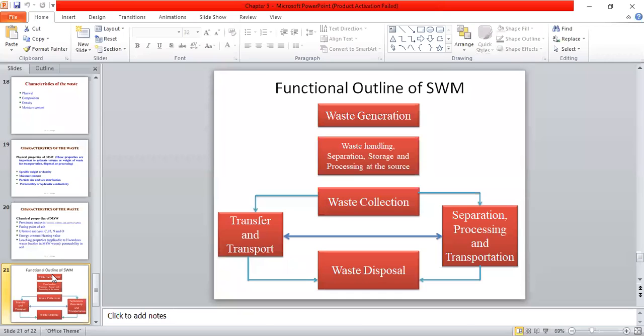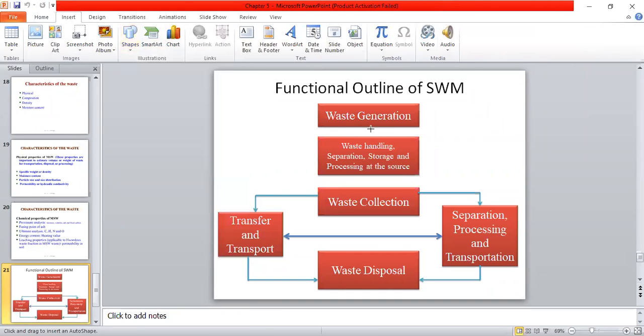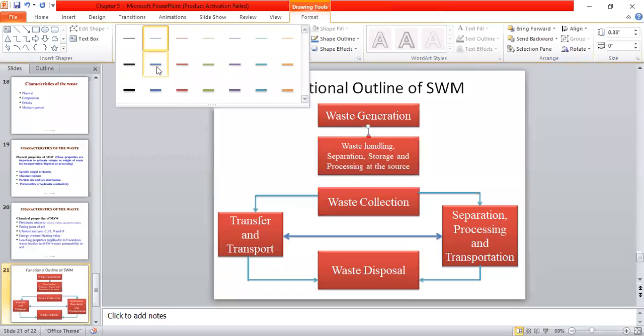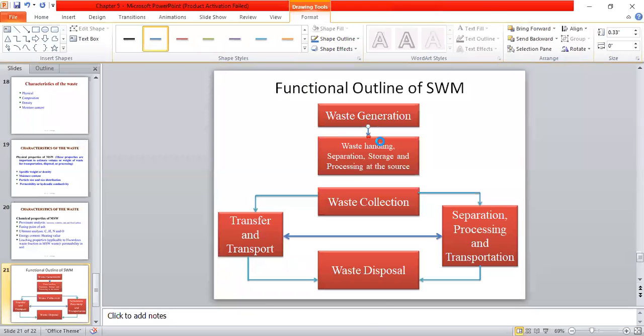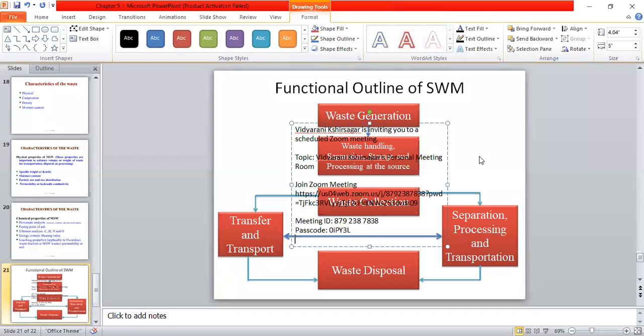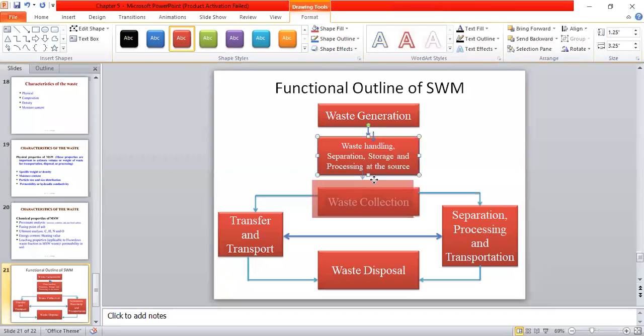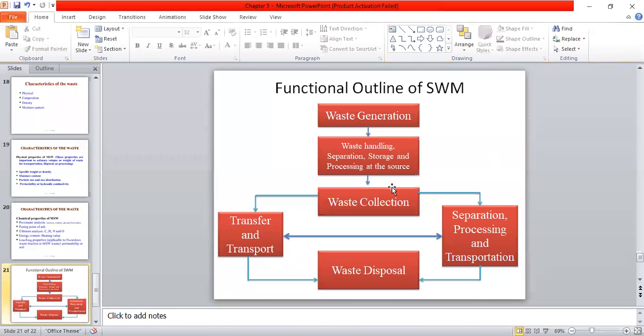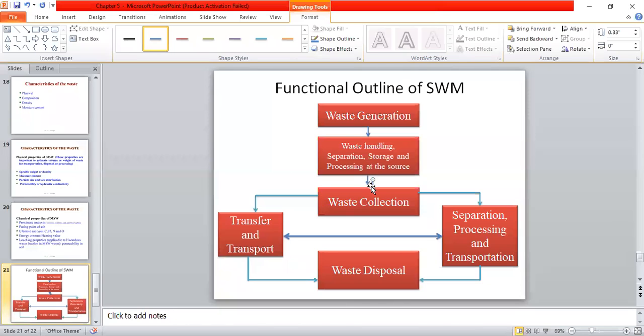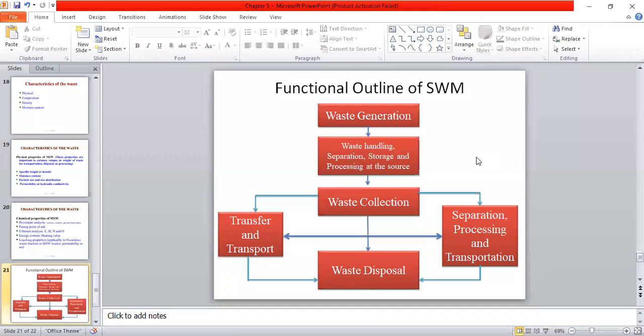Okay, then the next point we are going to study, that is the functional outline of solid waste management. So whatever we have studied, that is what is included. Actually, I forgot to add some arrows over here. Okay, this is the complete figure now.